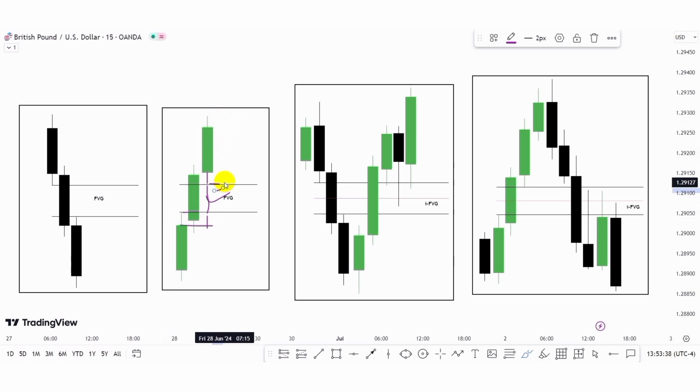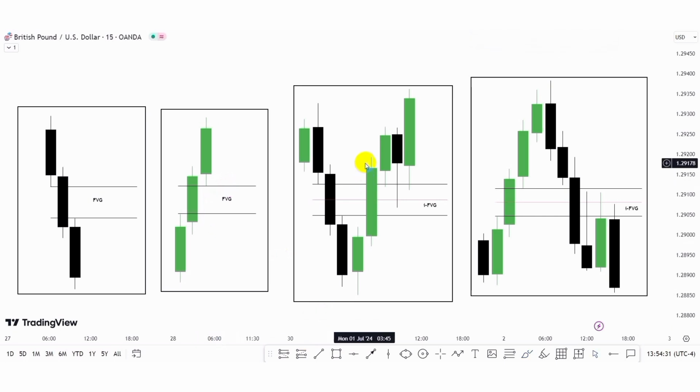So now we're going to look at how to actually identify the inversion fair value gap and also what to expect in an inversion fair value gap zone. So now guys, in this particular chart example, you're going to see that we have this bearish movement to the downside.